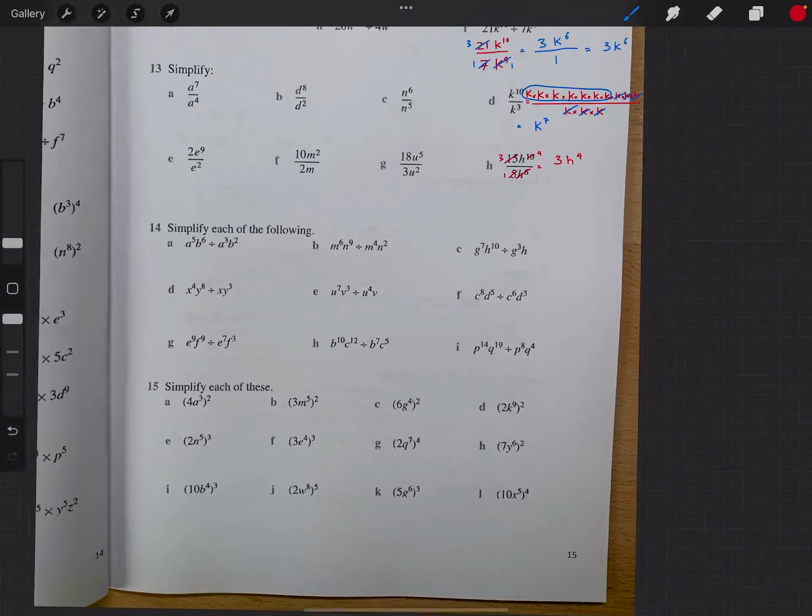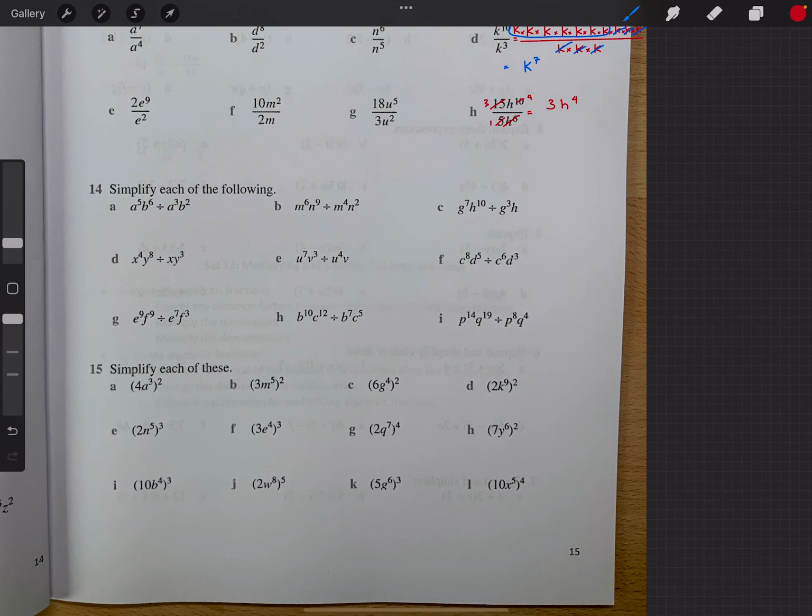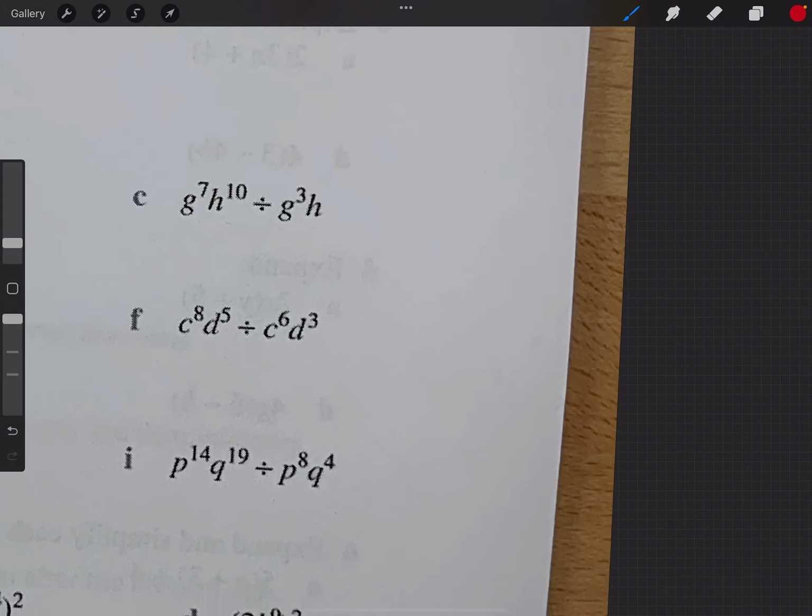Alright, next one, question 14. Simplify each of the following. Okay, so here we put it into a fraction.